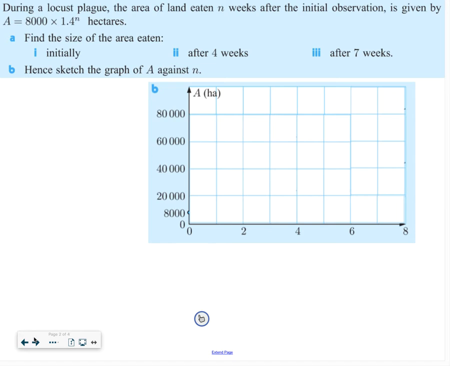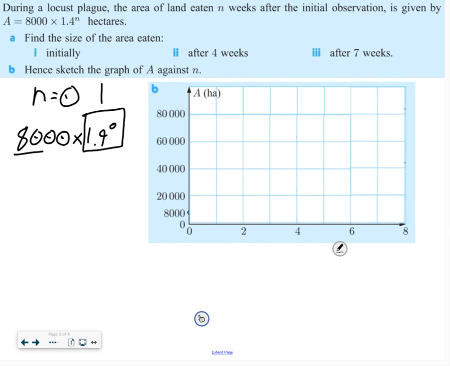So let's look at an example here. In a locust plague, the area of land eaten n weeks after the initial observation is given by that function. Find the size of the area eaten initially. Well, initially, remember, that's when n is equal to 0. So when n equals 0, we have 8,000 times 1.4 to the 0. Anything to the 0 power is equal to 1, and we get 8,000. And again, like our previous slide, our value in front is usually our initial condition.